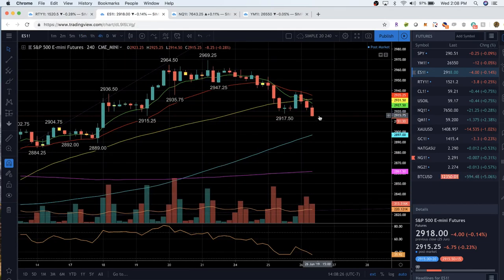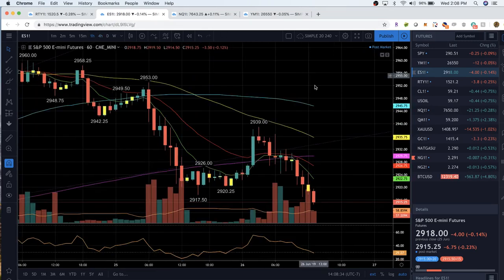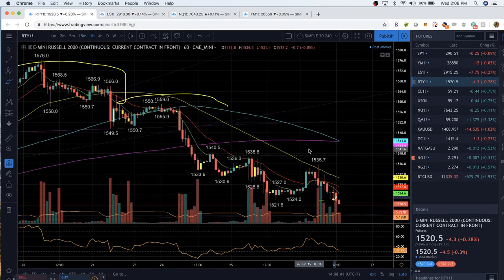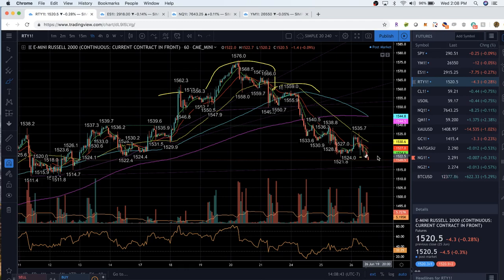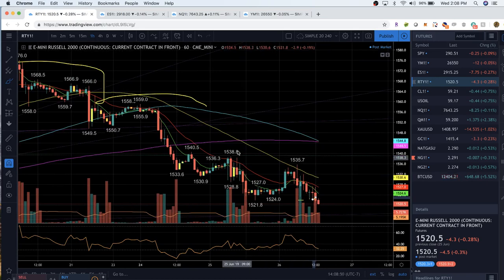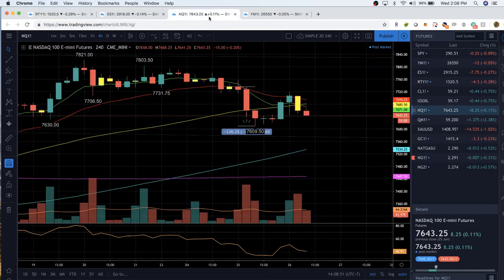For ES, our next support is, let's call it 2900 support, and then 28.89. We have resistance at 29.39 and 29.53. RTY: we have support at 15.14.70 and 15.11.80. And we have resistance 15.35.70 and 15.38.80.